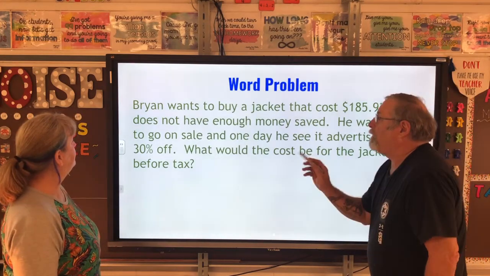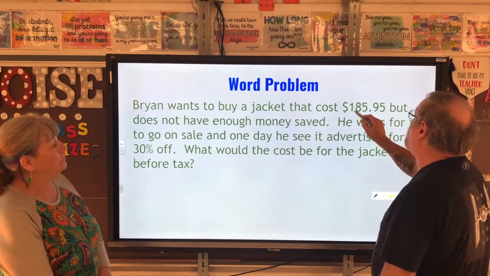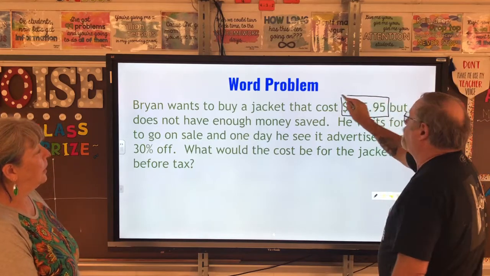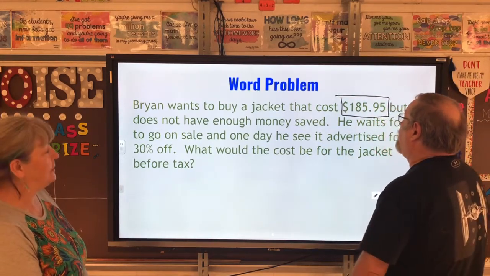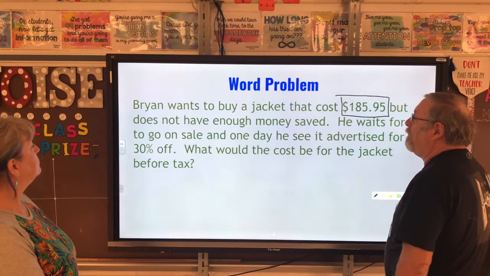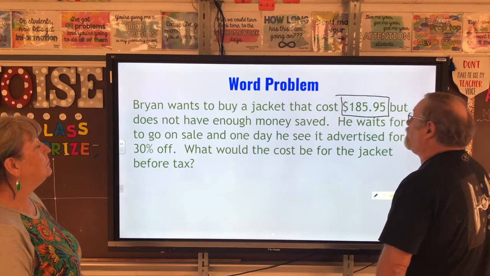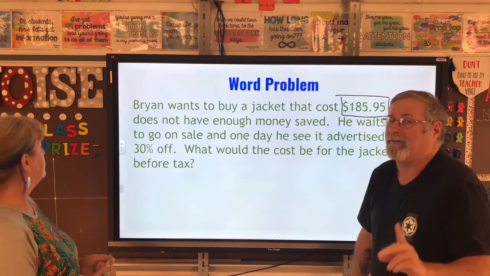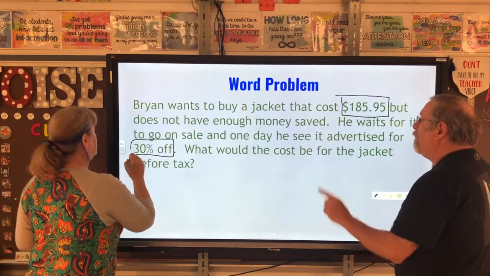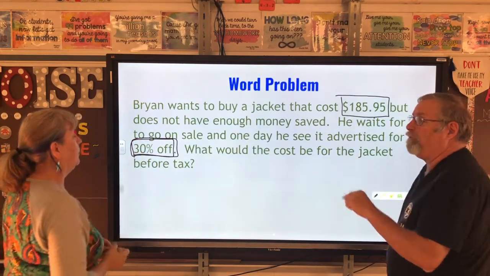Okay, so Brian wants to buy a jacket that costs $185.95, but does not have enough money saved. He waits for it to go on sale, and one day he sees it advertised for 30% off. It's a pretty good deal. Okay, what would the cost be for the jacket before tax?